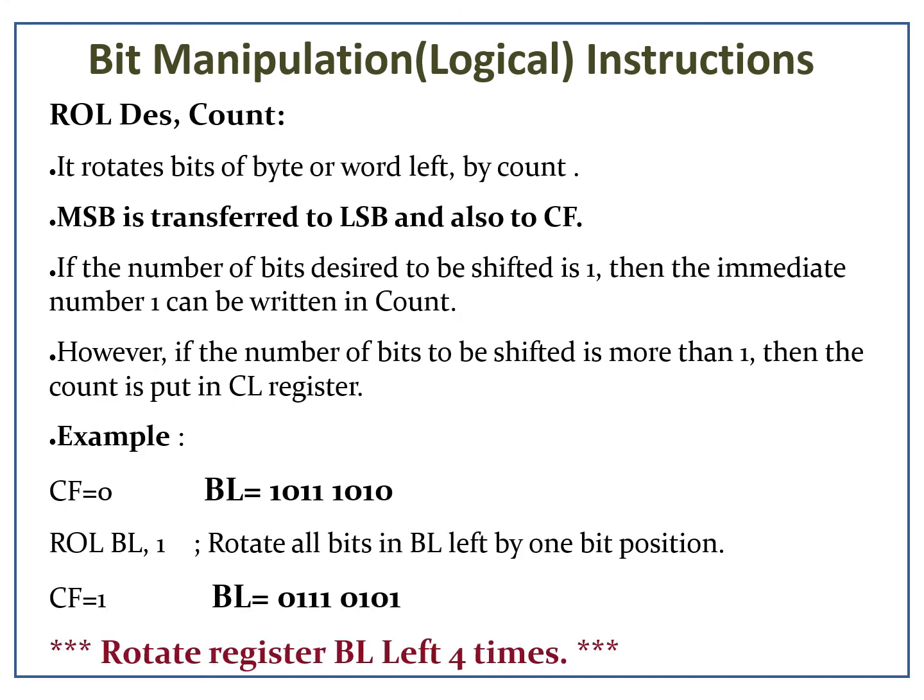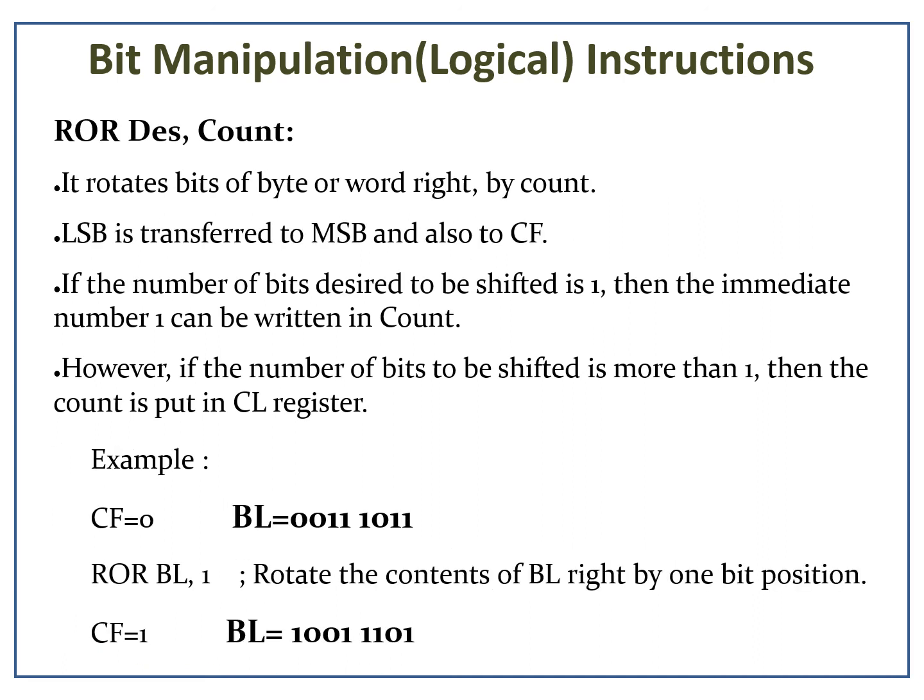Next instruction is ROL destination, count. So ROL rotates the bits of a byte or word to the left by count. That means the count is given. By that count you can rotate your bits towards the left. Next is ROR. It rotates the bits of a byte or word towards the right by count.